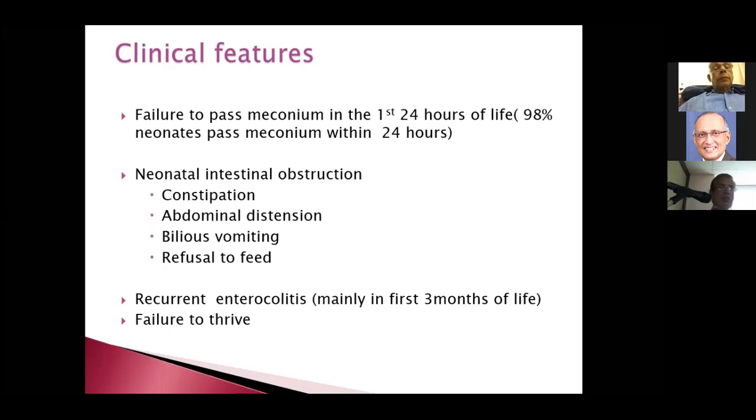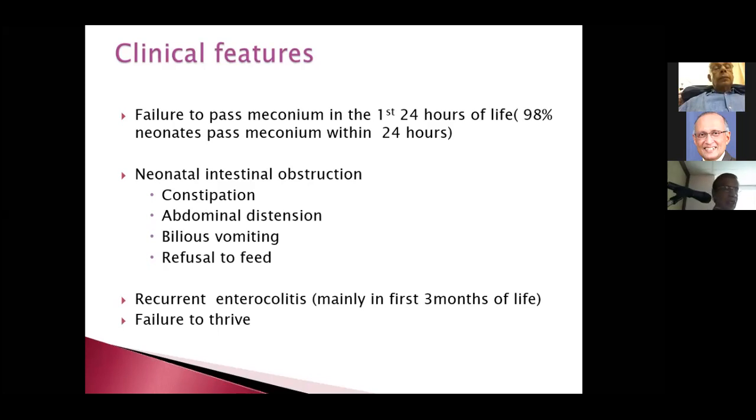If untreated, only 10% of them will reach the first birthday. You take all Hirschsprung's disease and leave them alone, only 10% will be there to enjoy the first birthday. 90% will die because of various problems: sepsis, recurrent enterocolitis, perforation, then failure to thrive. That's the situation. So you have to get a detailed history of meconium and bowel habits.